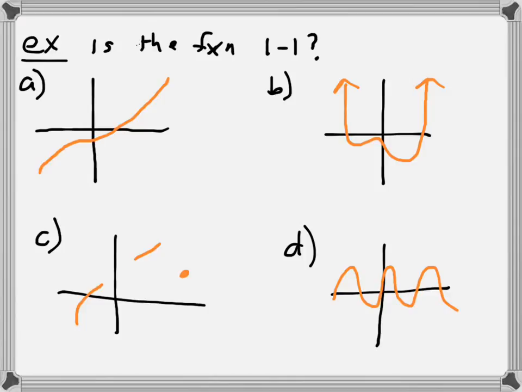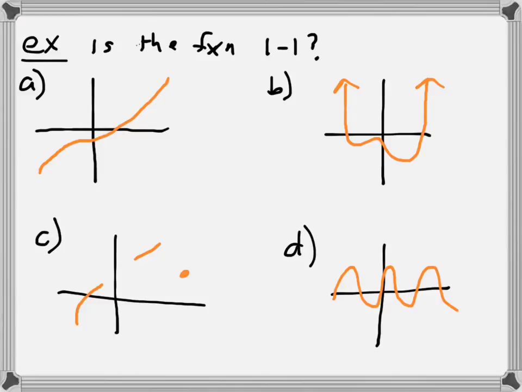So I have 4 different graphs here. Let's see if we could determine which ones are one-to-one. So again, the idea of one-to-one is that for every x value there is one y value, or at least at most one y value, and for every y value there is at most one x value. So let's look at A, and what we're going to do is the horizontal line test.